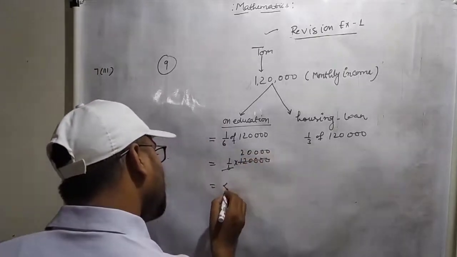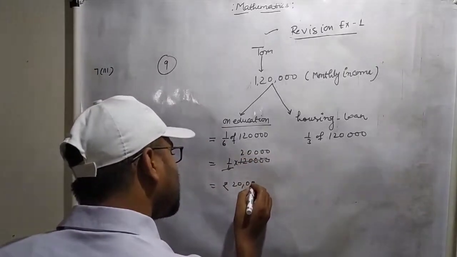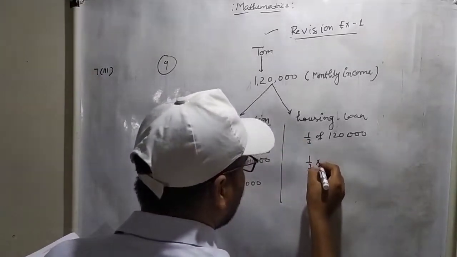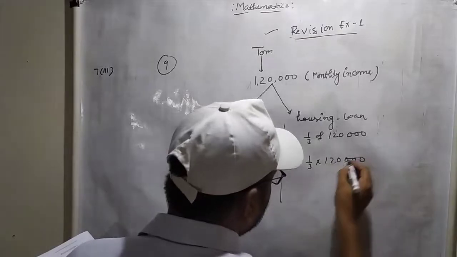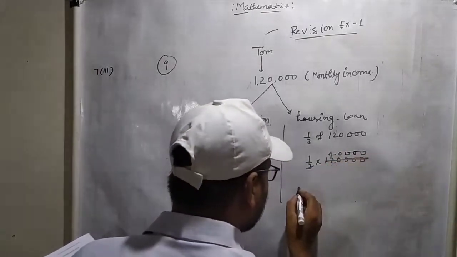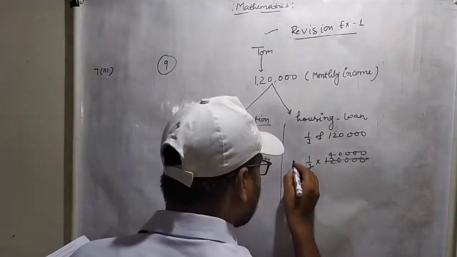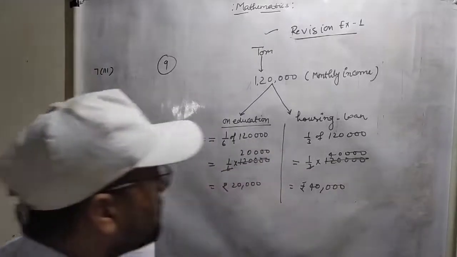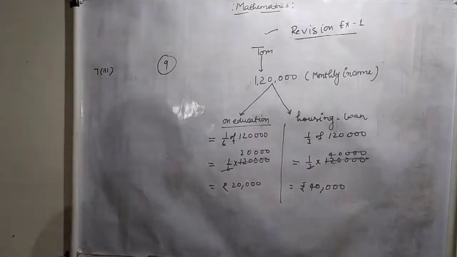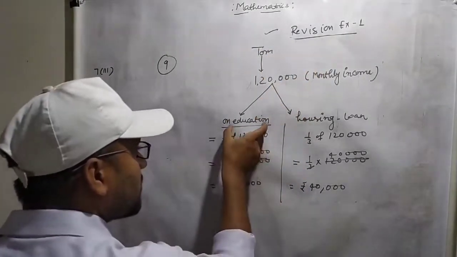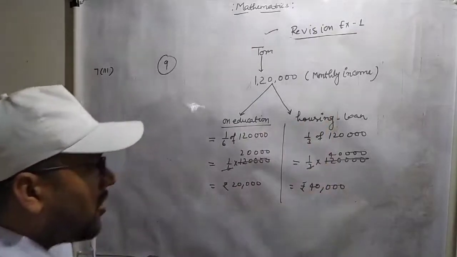So 20,000 rupees he spent on education, and 1/3 of 1,20,000: 3 ones are 3, 3 fours are 12. So he spent 40,000 on housing loan. Okay. So from the total amount 1,20,000, he spent 20,000 on education and 40,000 on housing loan.